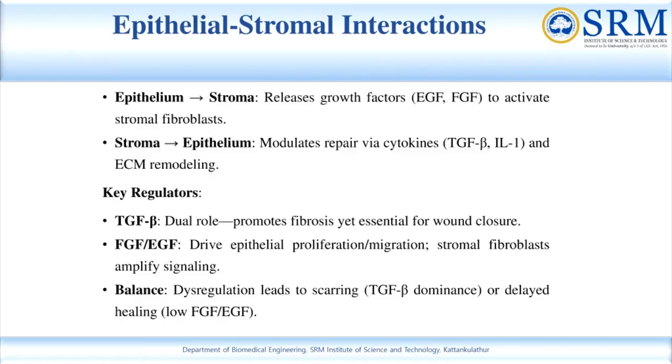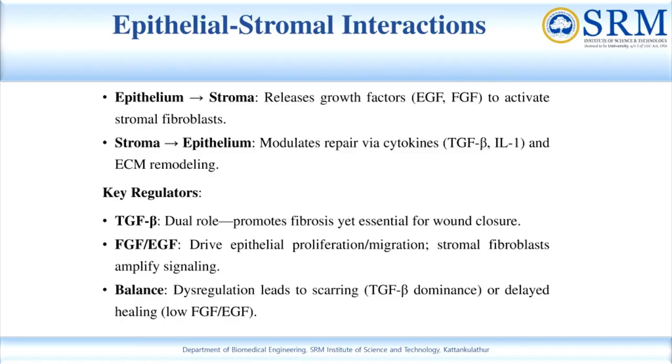So how does this interaction take place? The epithelium will release growth factors like EGF and FGF, and these will help to activate the stromal fibroblasts, and the stroma in turn will release certain factors. So the stroma will modulate the repair of the epithelium via the release of certain cytokines like TGF beta, interleukin 1, and it also helps in the extracellular matrix remodeling.